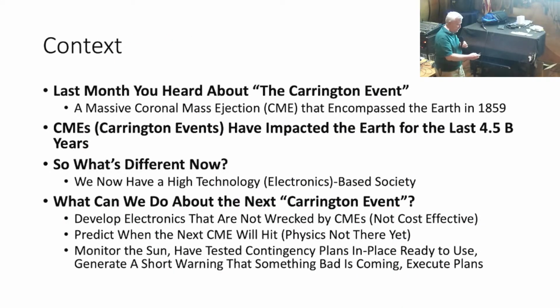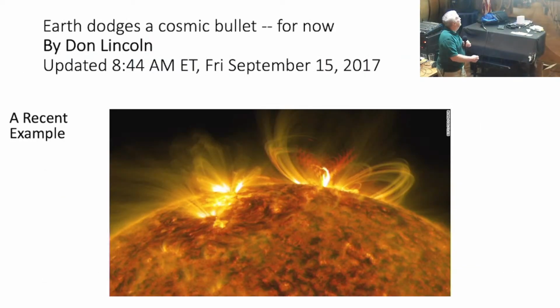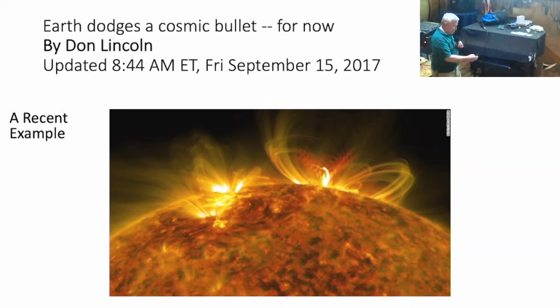Oops, so that's the wrong way. Okay, so like I said, these things happen all the time. Here's one from 2017. Okay, so this is a CME coming off the sun. There were actually a series of them, late August, early September. This is a coronagraph image of one of them, okay?